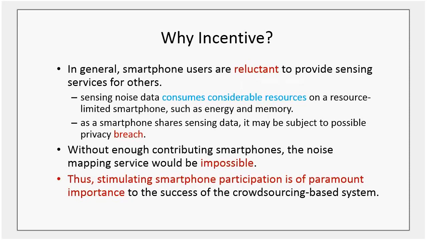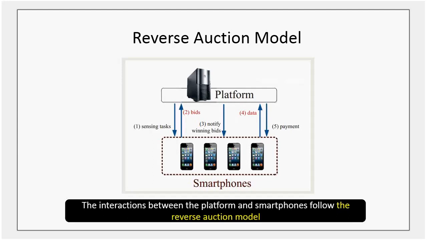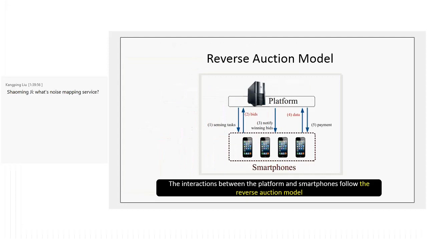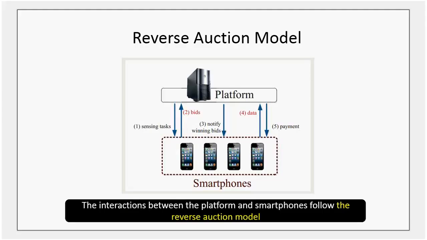Our idea is to provide incentive through, for example, money or points. And we build a system which is based on a reverse auction model. So we use the idea of auction. First of all, the platform will announce the available sensing tasks, and the smartphones can compete for these tasks by providing a bid to the platform, and the platform will determine which are the winning smartphones. Next, smartphones will collect the noise data and share the data with the platform, and eventually the platform will pay the money.